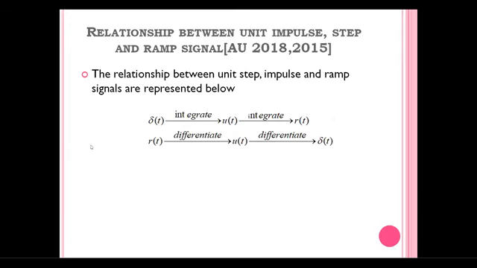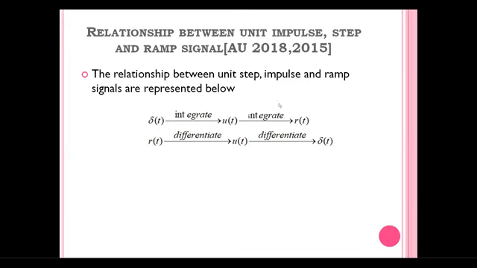And in reverse, if you differentiate the unit ramp, we get the unit step signal. If you differentiate the unit step, we get the impulse signal. So this is the relation between these three signals.